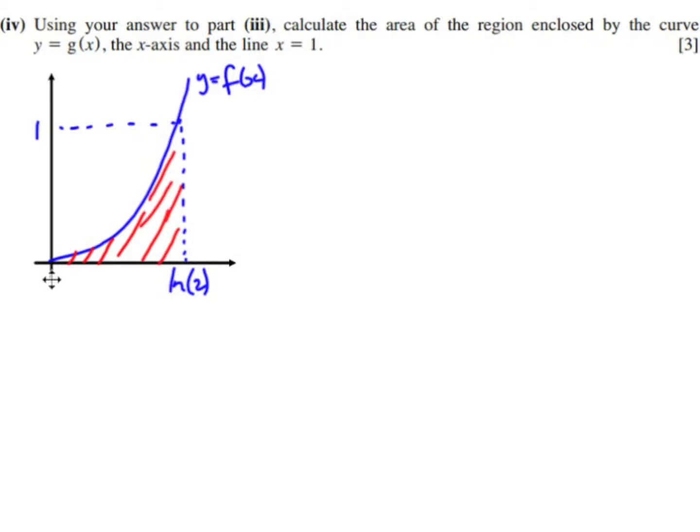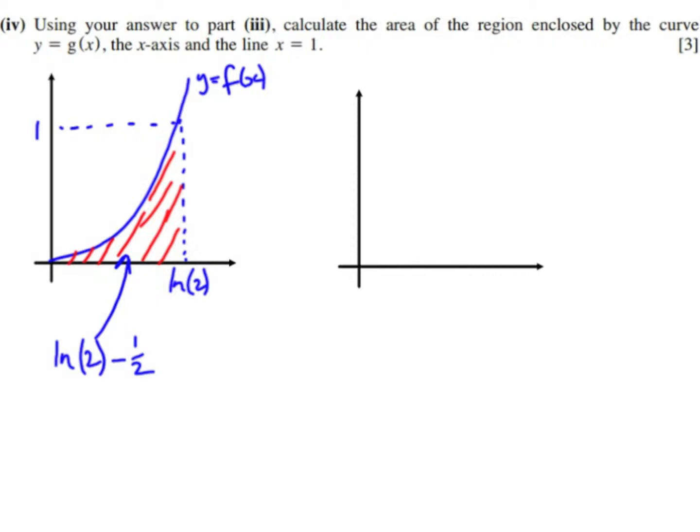And that was equal to log 2 minus a half. So when we come to this question, we want to use that fact to calculate the area enclosed by the curve y equals g(x), the x-axis, and the line x equals 1. But the most important fact that we know here, again from earlier in the question, is that g(x) and f(x) are inverses of each other. So they're reflections of each other in y equals x, which means that if we're looking at x equals 1, y must be log 2.